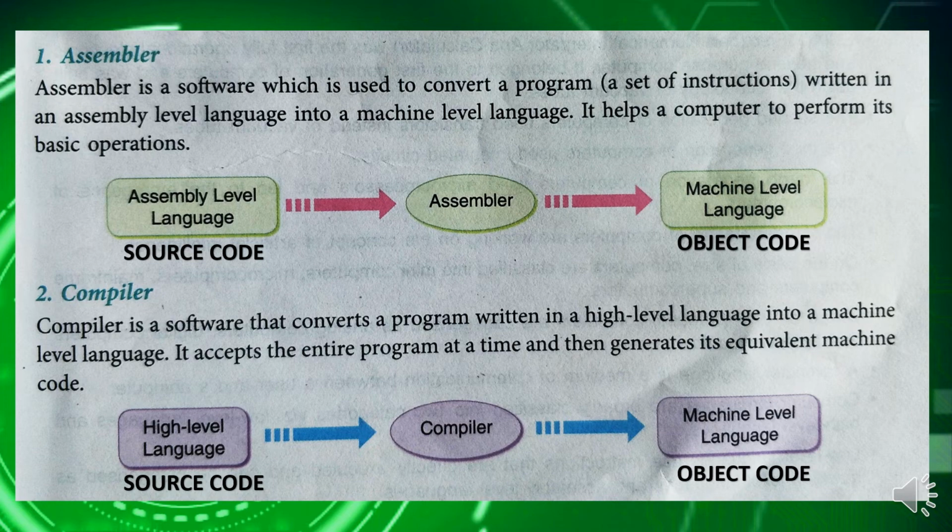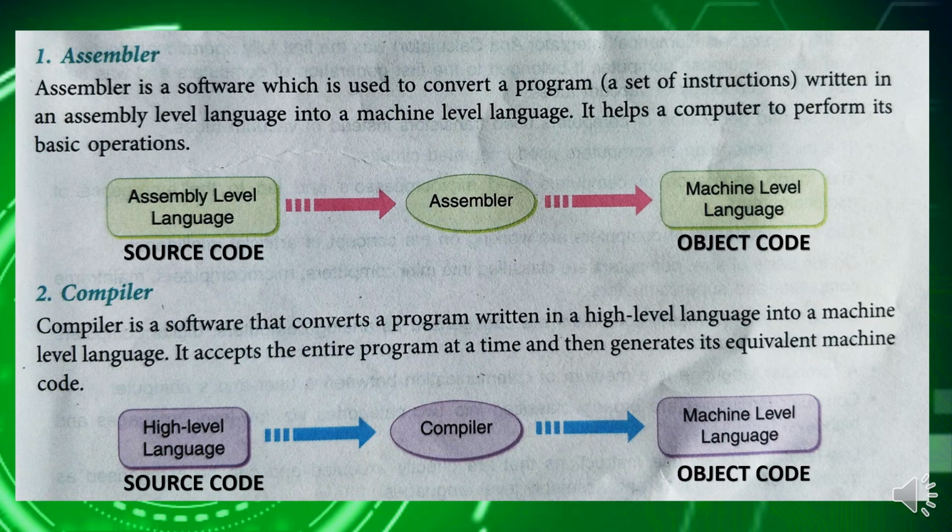The code which is written in assembly level language is also called source code, and the converted code is also known as object code. The source program is an input of the assembler that contains assembly level language instructions. The output generated by the assembler is the object code or machine code understandable by the computer.